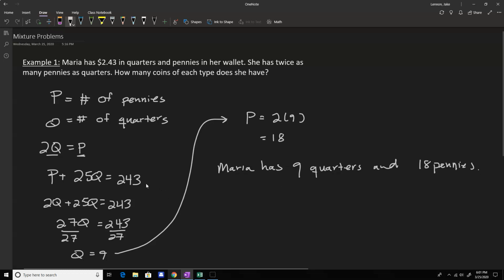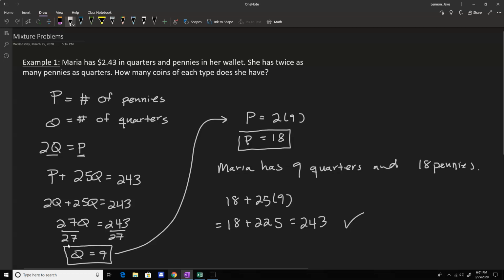And then we can check to make sure that actually works. We could plug back into the equation and say, okay, well, 18 pennies plus 25 times the 9 quarters, that's going to be equal to 18 plus 225, which in fact does equal 243 cents. So that checks out. So those are basically our answers for this problem, and that one works out pretty nicely.